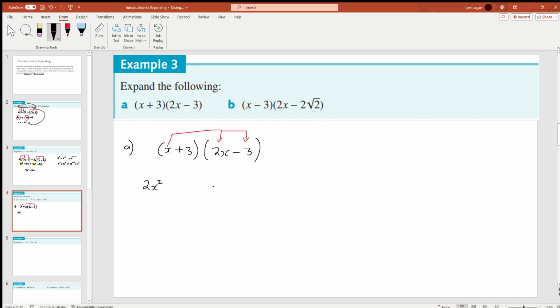X times by minus 3 is going to be minus 3x. So we've done that, but now we've got to do the 3 now. So you draw another couple arrows down here. So you go 3 times by 2x, which is going to be plus 6x. Then you do 3 times by negative 3. So that's going to be minus 9.